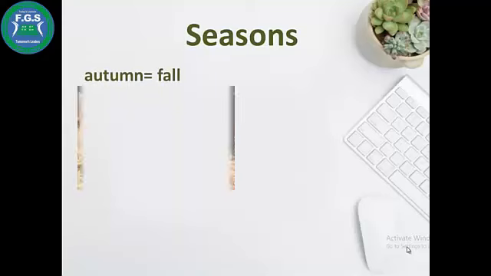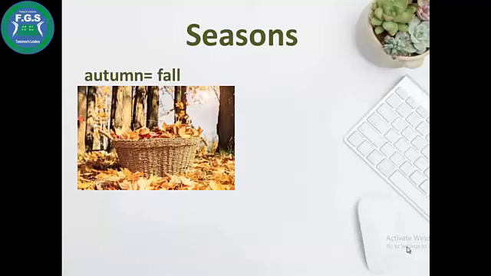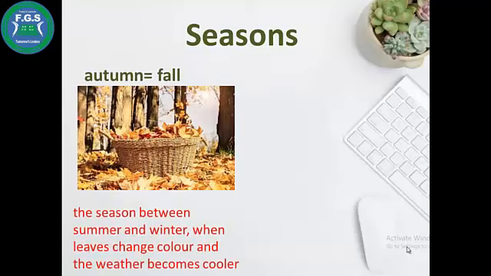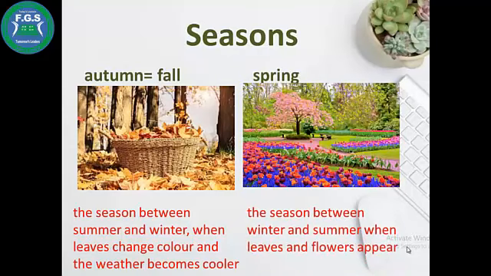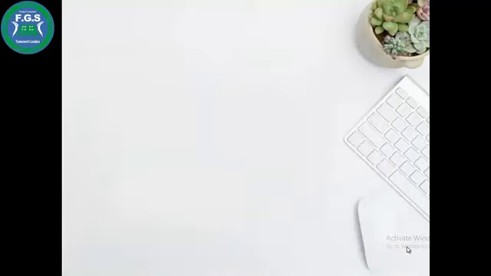Number 1, autumn or fall. The season between summer and winter, when leaves change color and the weather becomes cooler. We call it autumn or fall. Spring. The season between winter and summer, when leaves and flowers appear. We call it spring.